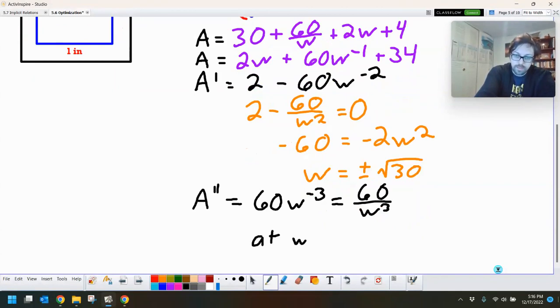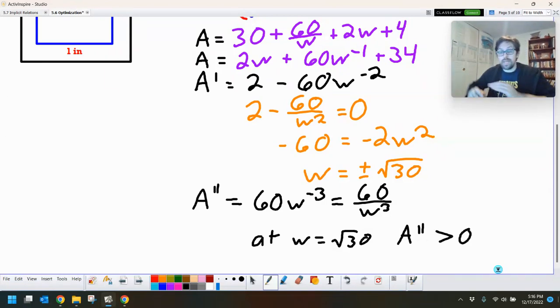At W equals square root of 30, A double prime is going to be a positive value. Since it's a positive value, that means we are concave up at that point, and we're going to get a minimum value out of this function there. So our first derivative is 0, our second derivative is positive, so that must be a minimum value, and that's what we wanted.